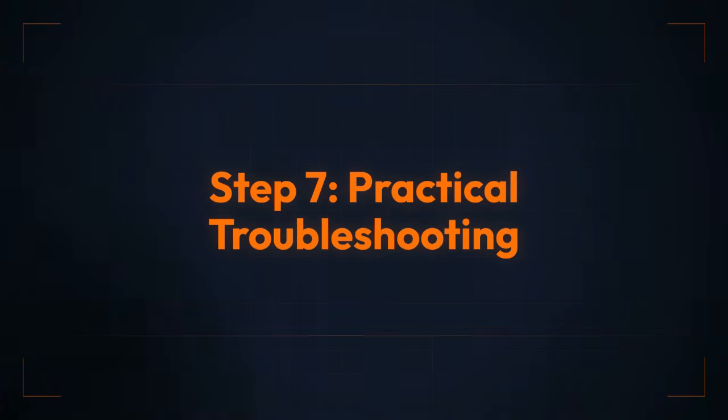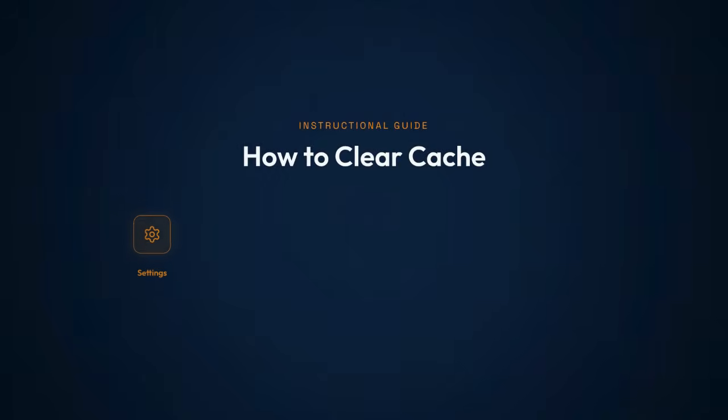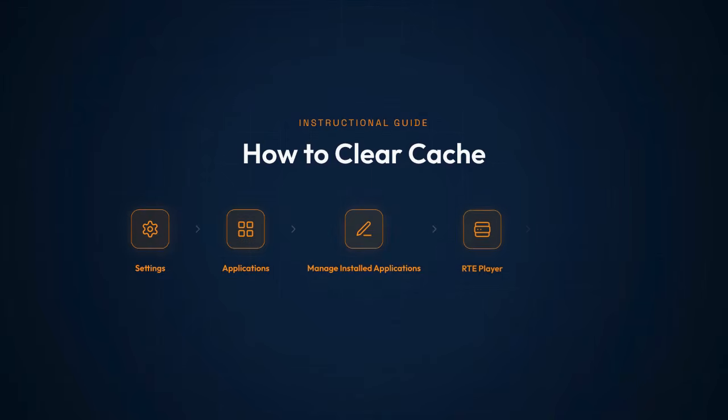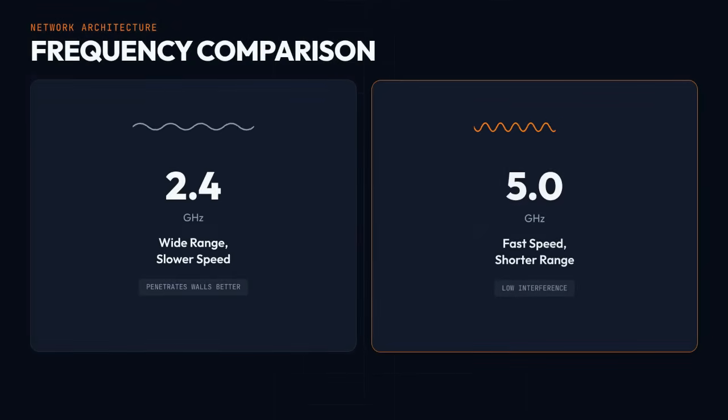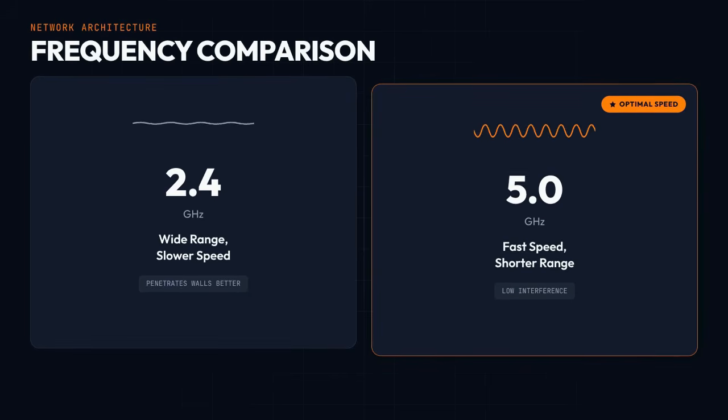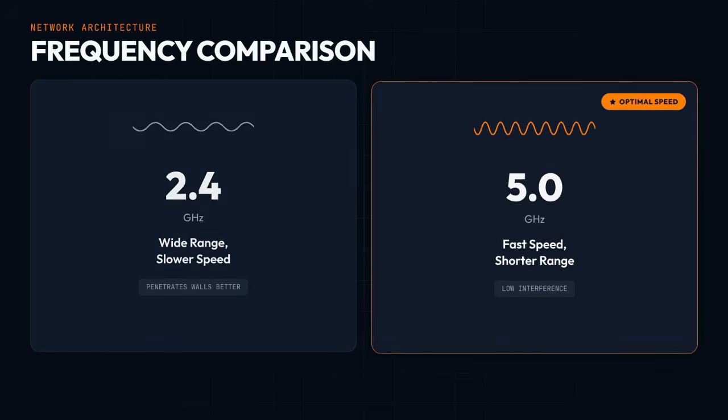If you ever encounter buffering or connection errors while trying to stream, Step 7 is applying quick practical troubleshooting fixes. Clear the application cache by heading into Firestick Settings, selecting Applications, clicking Manage Installed Applications, selecting RTE Player, and clicking Clear Cache. Additionally, verify that your DNS settings are properly configured, or set your router connection to 2.4 GHz or 5 GHz Wi-Fi for optimal wireless speeds.